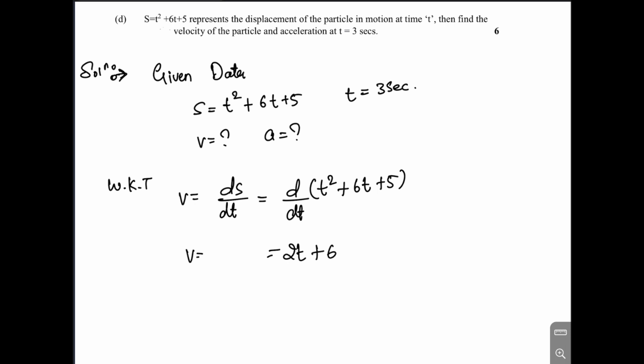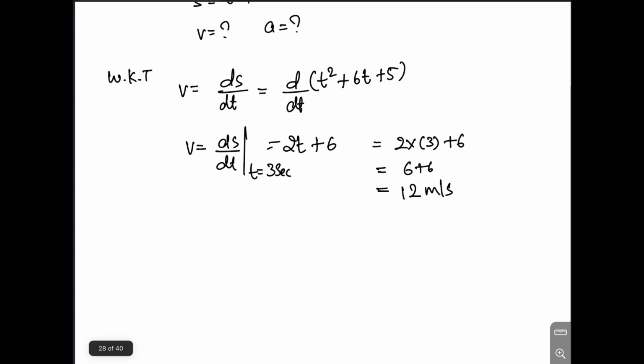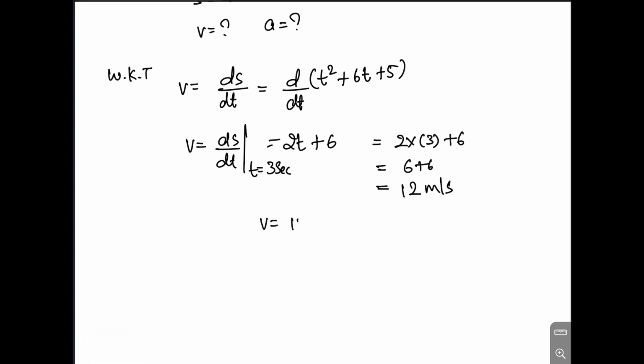So here v equals ds by dt at t equals 3 seconds. Let's try to substitute the value of t, where t is nothing but 3 seconds. 2 into 3 plus 6. 2 threes are 6, plus 6, which equals 12 meter per second. Always the velocity is measured in meter per second. So here v equals 12 meter per second.